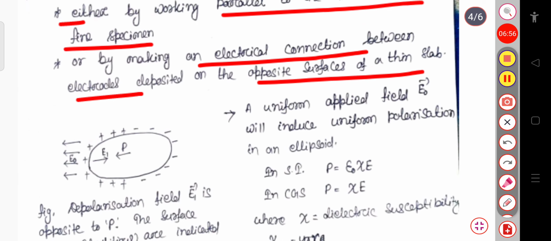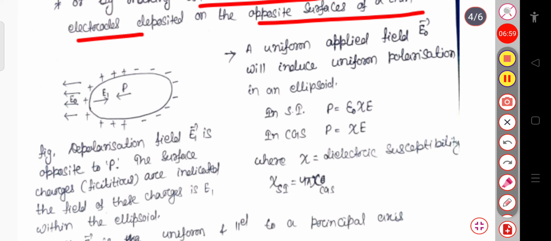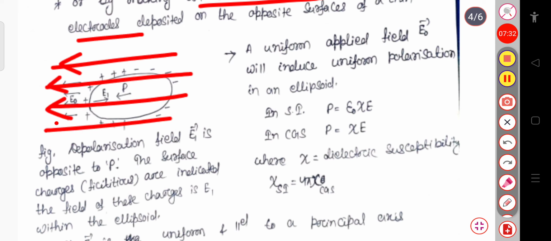Now you can see here, this is in the form of an ellipsoid structure. The depolarization field E1 is just opposite to the polarization P. So here the electric field E1, and this is the polarization P. The fictitious surface charges are indicated, and the field of these charges is E1 within this ellipsoid. In this case, if you apply a field in this direction, suppose this applied field is E0, then what will happen?